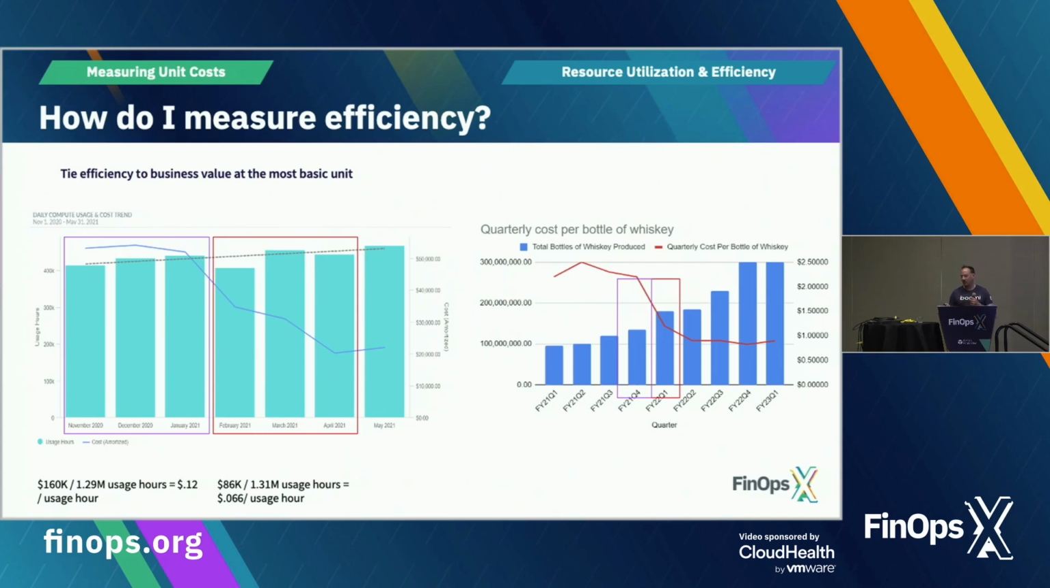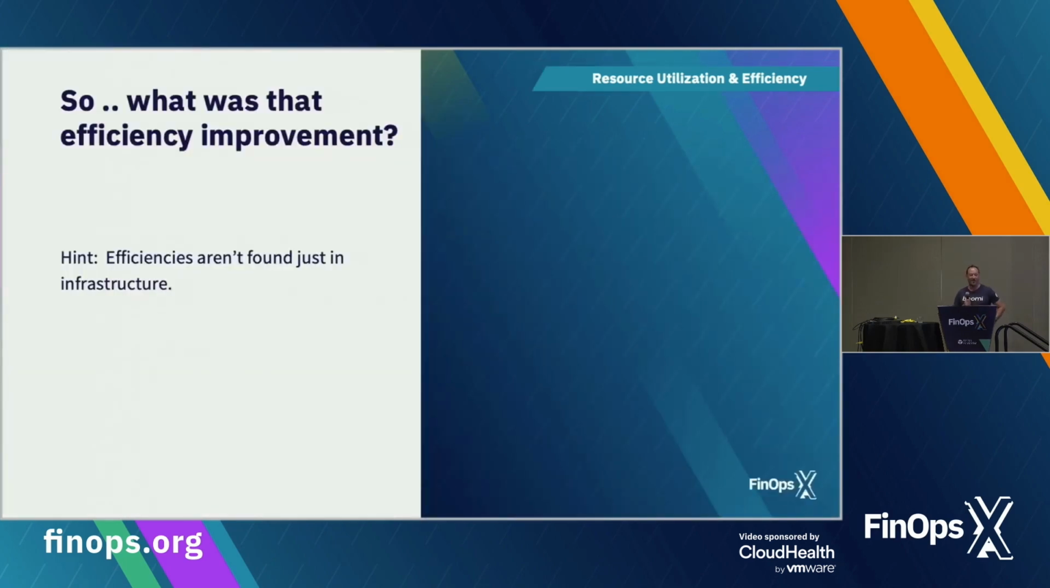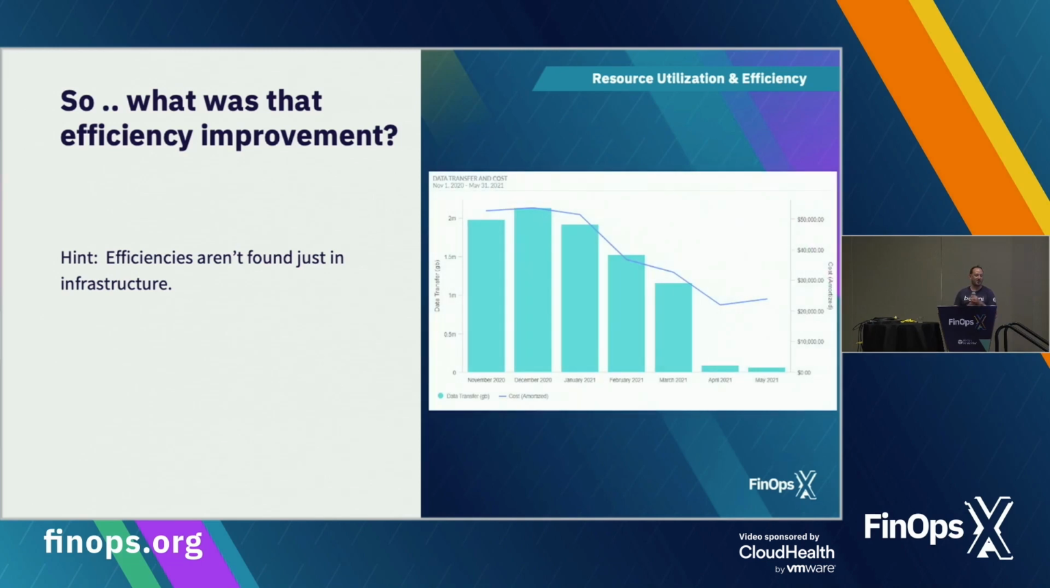So what did we do? Why was there such a big efficiency improvement? We get caught up in doing right-sizing activities often, but sometimes the biggest opportunities are just in code. And in this case, we made a change to our database infrastructure and code. More or less, we were sending many, many gigabytes of data per month.